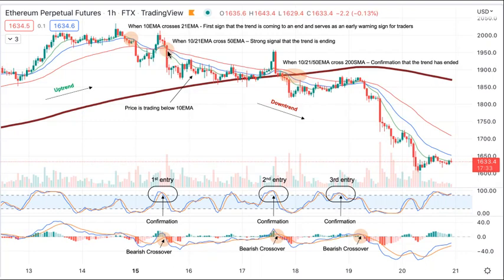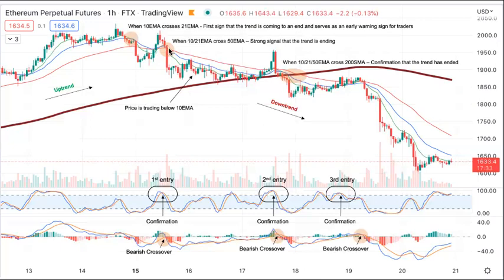Over here, the green and blue line cross below the red line. The 10 and 21 EMA cross below the 50 EMA. This is a strong signal that the trend is ending. So what do I do next? I look down. I look at my stochastic RSI. Is it coming down? If it's not, I'm not going to enter. If it is, yes, but still not good enough. I will look down some more to look at the MACD. Is the MACD showing me a bearish crossover? If it is, good, enter. Simple.